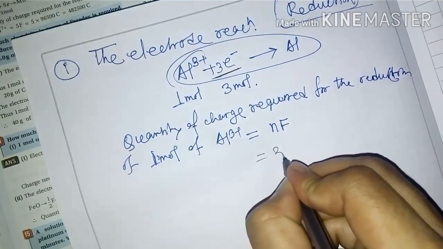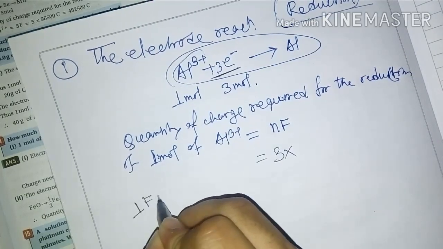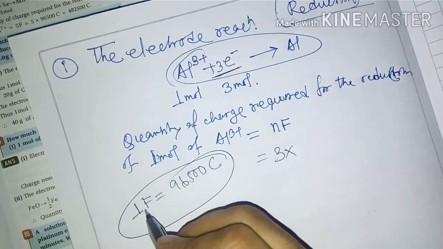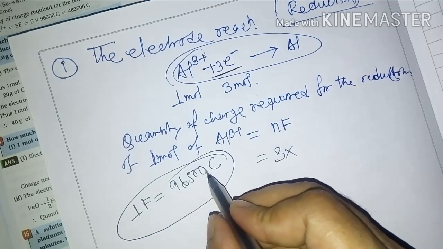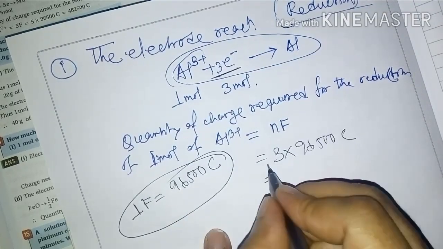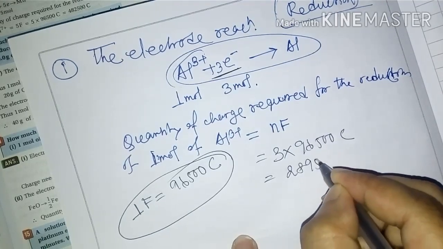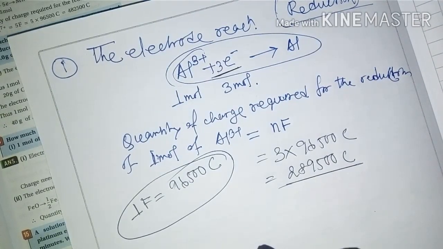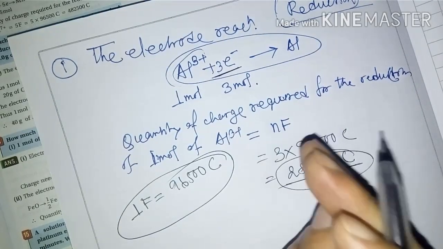Then 3 into F, where F is the Faraday. You know 1 Faraday equals 96,500 coulomb. Multiplying, the value is 289,500 coulomb. This much charge is required. This is very easy.